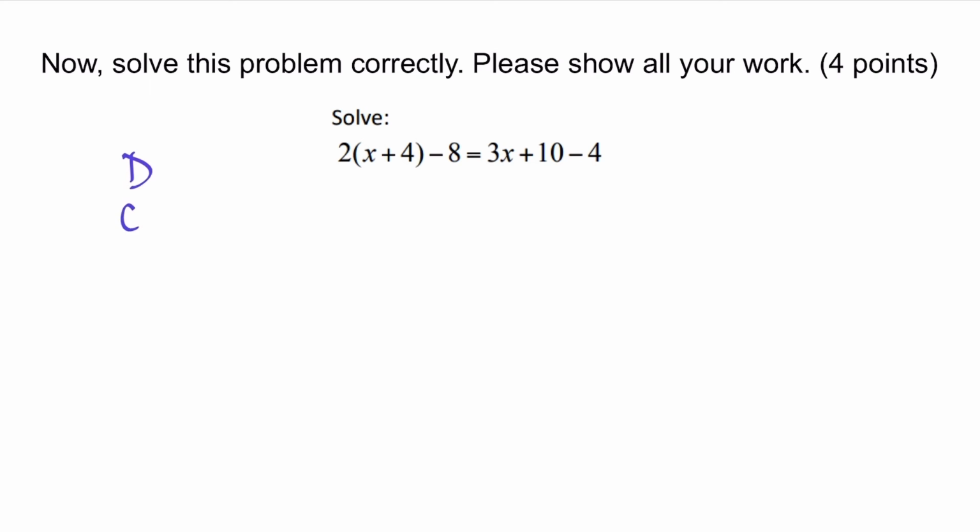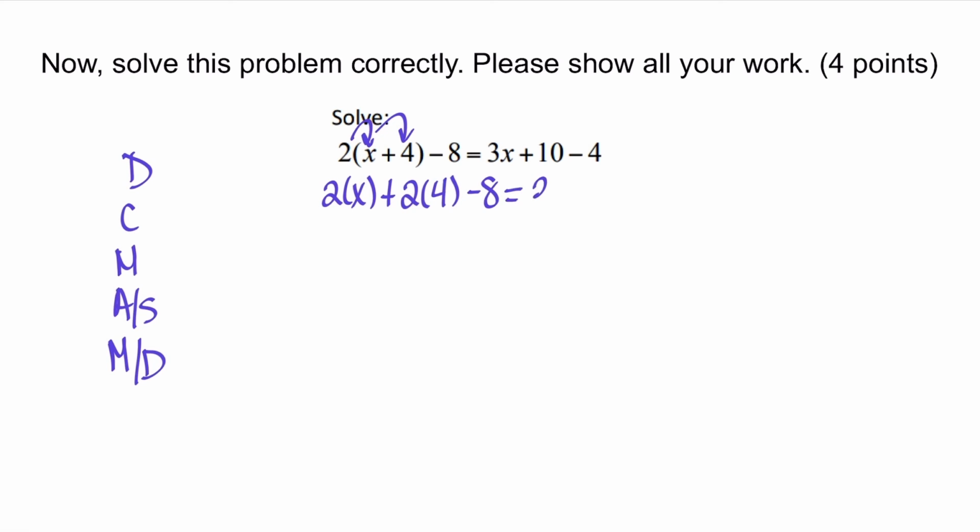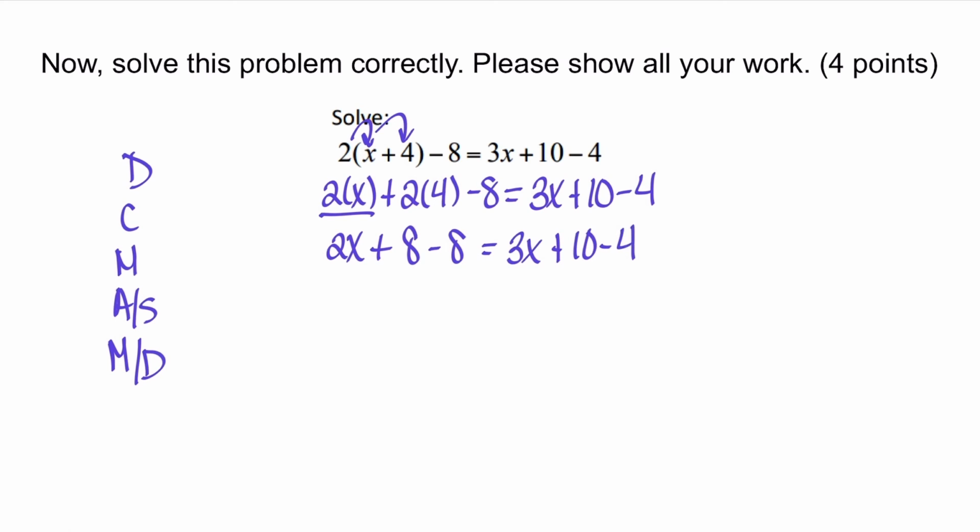So we're going to use our steps. So let's start off by distributing. So we get 2x plus 2 times 4 minus 8 equals 3x plus 10 minus 4. So 2x is going to be 2x plus 2 times 4, which is 8, minus 8 equals 3x plus 10 minus 4. So now we need to combine like terms.